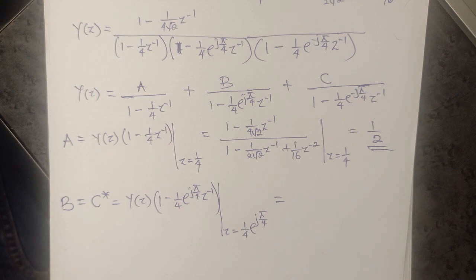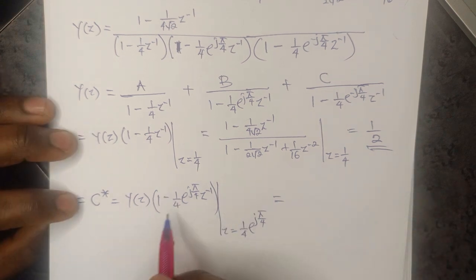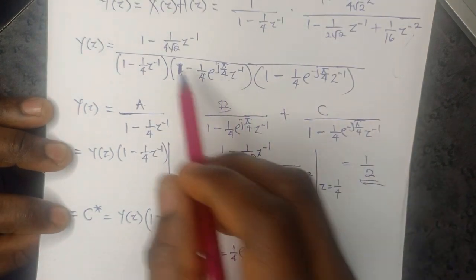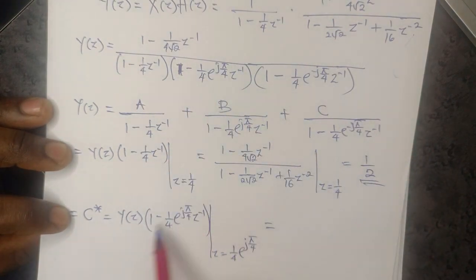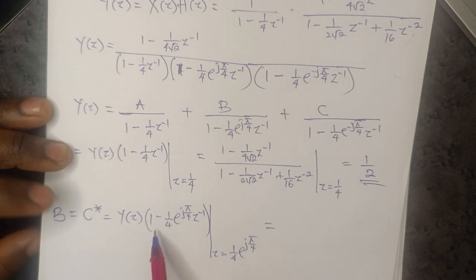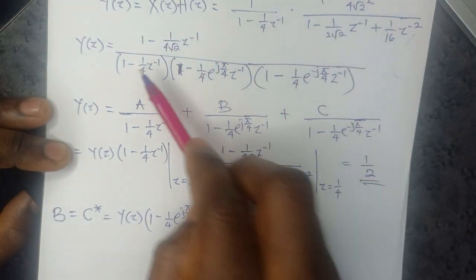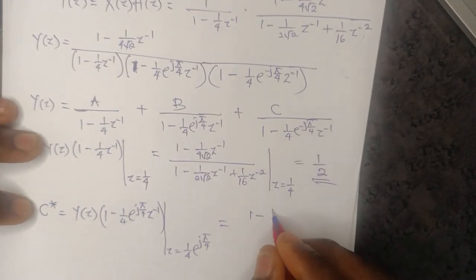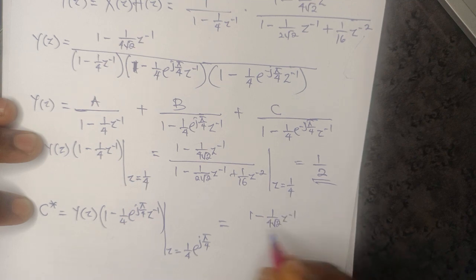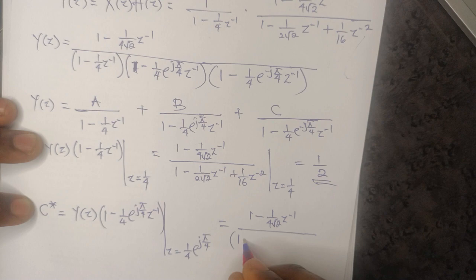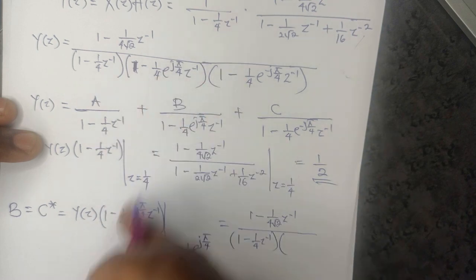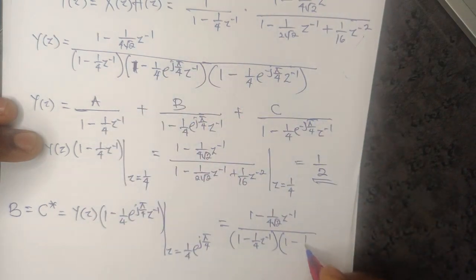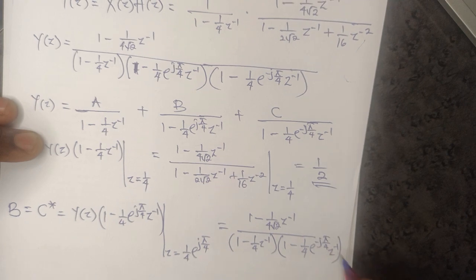So at this point, we want to substitute. When we put this expression inside this, and this denominator cancels this numerator here, what are we going to be left with? We are going to be left with this numerator, this one, and this one. Those are the three we'll be left with, right? So we have 1 all over 4 root 2 z raised to power minus 1, then 1 minus 1 all over 4 z raised to power minus 1. Then the middle one is cut off. Then we have 1 minus 1 all over 4 e to the power minus j pi all over 4 z to the power minus 1.